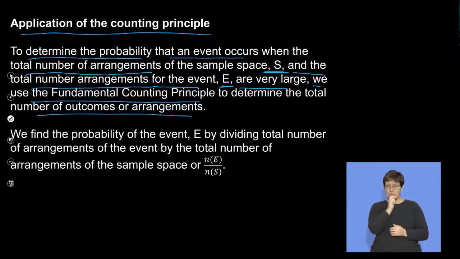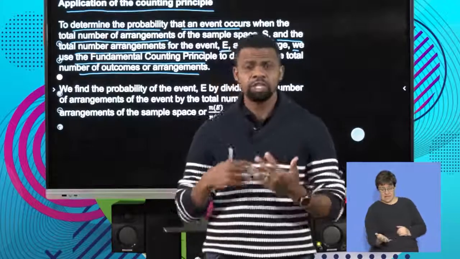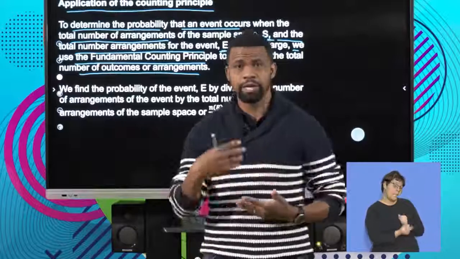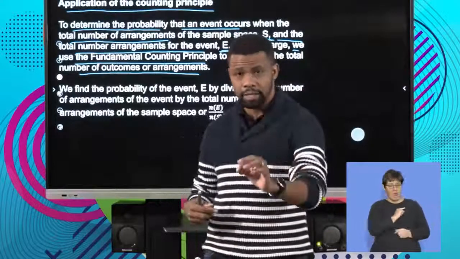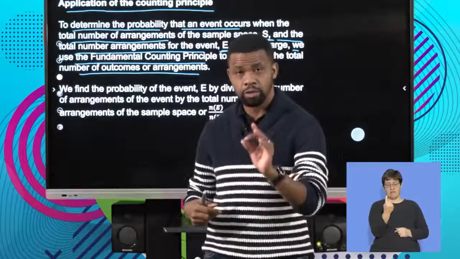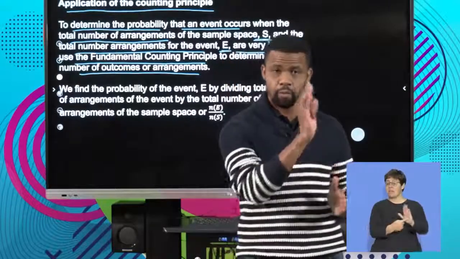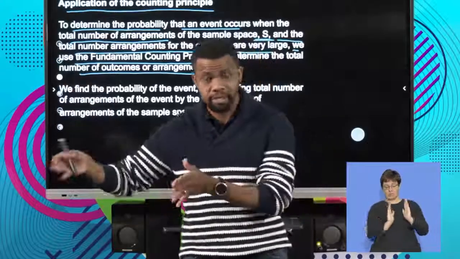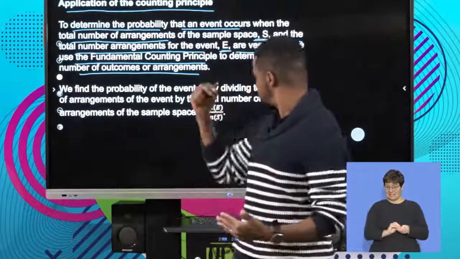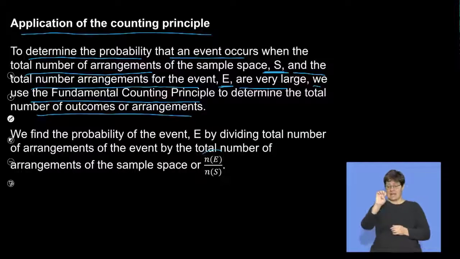So we know that if we roll a die, what is the probability that one will occur? There's only one 1 on a die, so the event is one. But the sample space is 6 because we have 1, 2, 3, 4, 5, 6. So the probability will be NE, which is 1, over NS, which is the total sample space, 6. It will be 1 over 6.